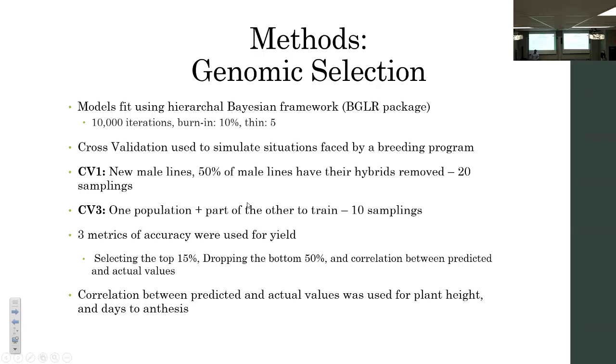So for grain yield, we use three different metrics of accuracy. The first, the normal one that most people would present, is the correlation between predicted and actual values. We want to see how that actually relates to the ability to select accurately in two different situations. So we also calculated our accuracy in selecting the top 15%, it's basically picking the winners, and also our ability to drop the bottom 50%, so drop the losers. And then for plant height and days to anthesis, I just use correlation to assess accuracy there.